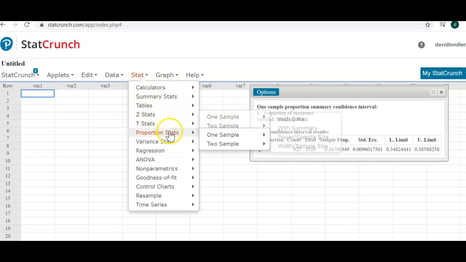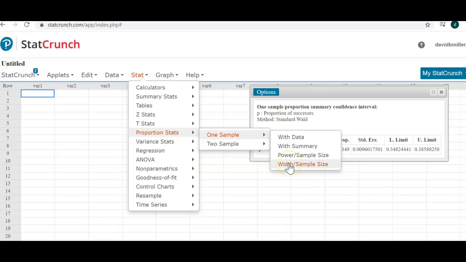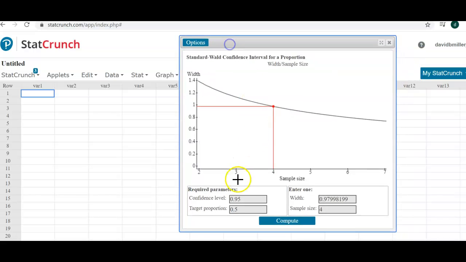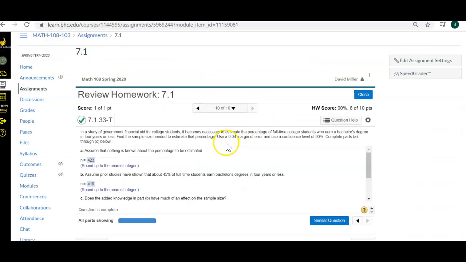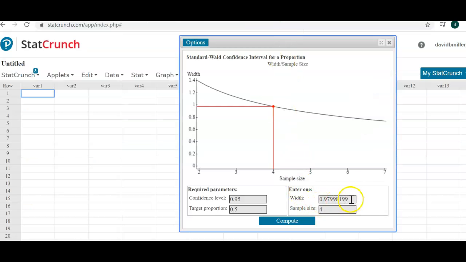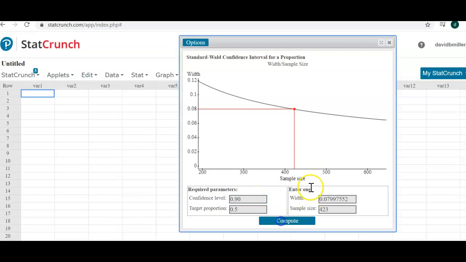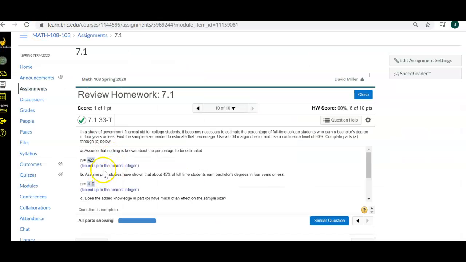We're using proportion stats, but we're doing a width sample size because we're trying to find the sample size. And for this problem, we want a 90% confidence interval and a 0.04 margin of error, which means our width of our interval is 0.08 because you double that. So we have a width of 0.08. We have a target proportion of 0.5 because it's 50-50. And we want a confidence level of 0.90. So that's a sample size of 423. That's where that number came from.